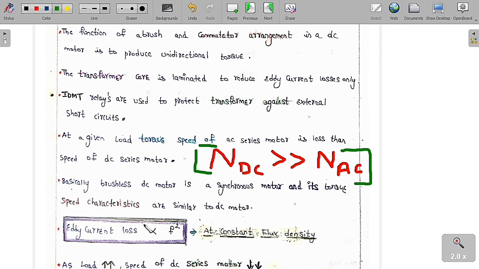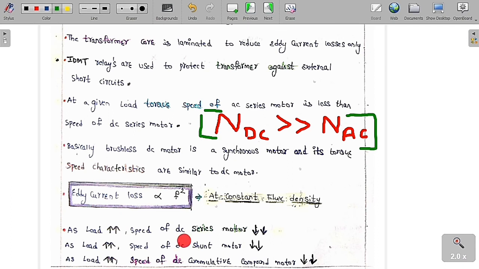I have already told you, eddy current loss is directly proportional to the square of the frequency whenever the flux density is constant. So the eddy current loss is directly proportional to the square of the frequency at constant flux density.